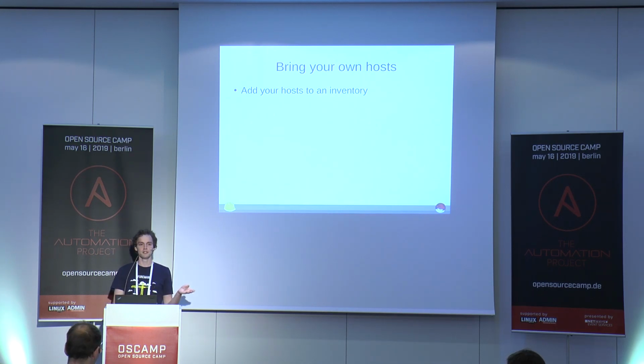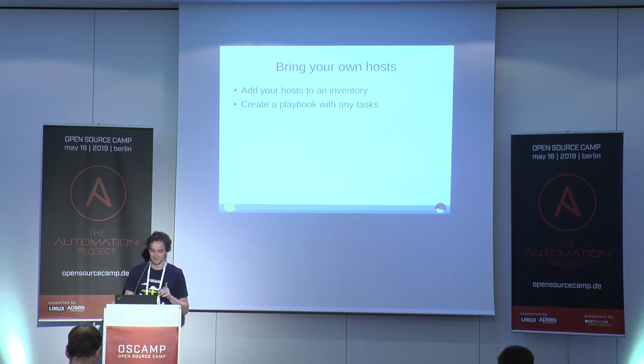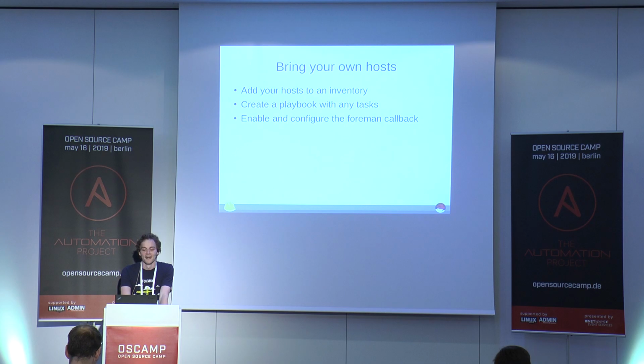First is that we have to put all our hosts to our inventory. Then we can create a playbook with basically any tasks. Maybe there don't even have to be any tasks. I haven't checked, but it may still work. Next, you need to enable and configure the Foreman callback, which, if you have a production setup of Foreman, is done for you. You just need to change your current user to the Foreman proxy user, which has all the things configured, and you can use that. And then you just run the playbook.